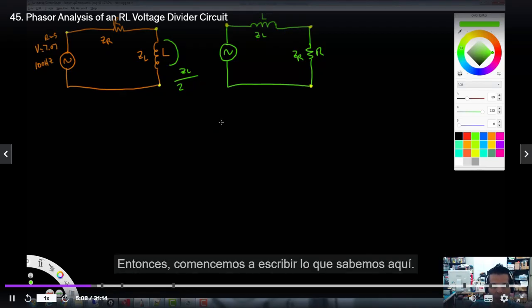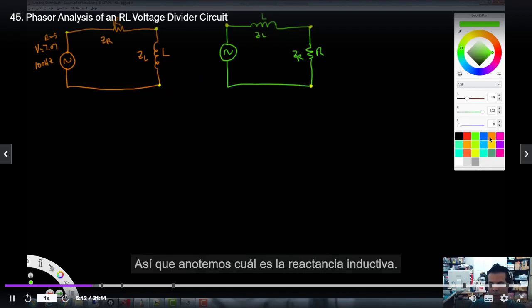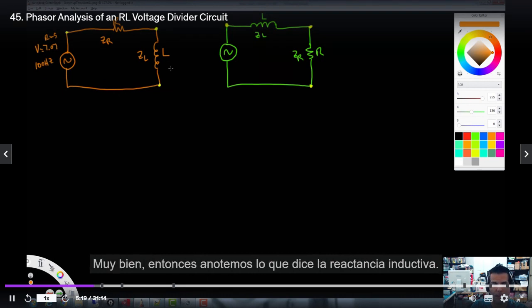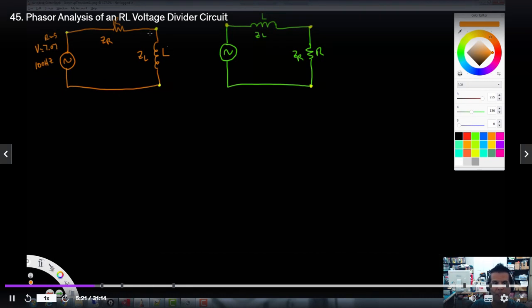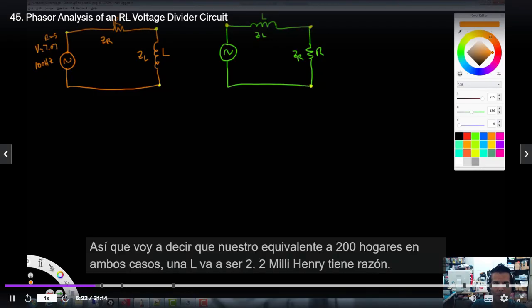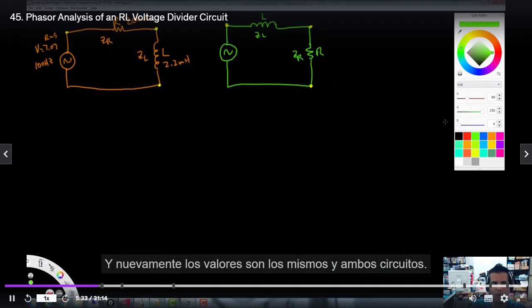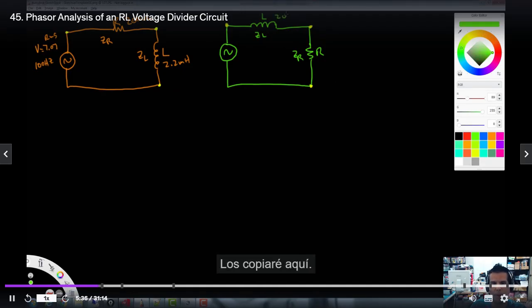So let's start writing down what we know here. Let's write down the inductive reactance, and let's set some values. I'm going to say that R equals 200 ohms in both cases, and L is going to be 2.2 millihenries. Again, the values are the same in both circuits. I'll just copy them over here.